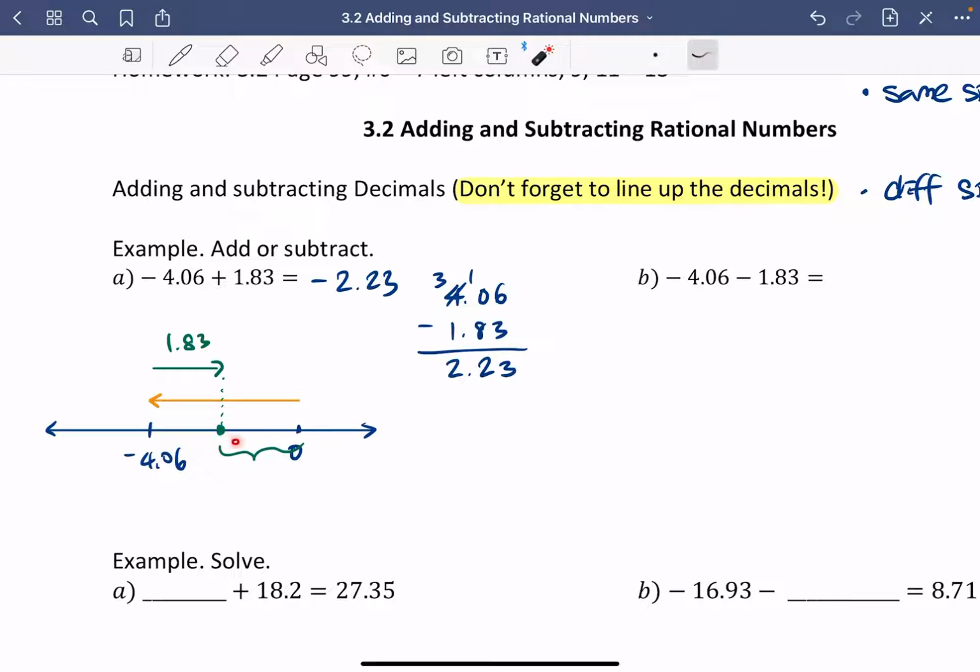Okay? So how do I find the distance between 0 and this green dot? Well, you can see this distance is basically this part. And where did this part come from? It's the whole thing minus 1.83, right? It's the whole distance minus 1.83, and that will give me the distance of this part. And so that's why we did 4.06 minus 1.83. And so we got 2.23, and because it's on the negative side, it's negative 2.23. Okay, that's another way to think of this question.